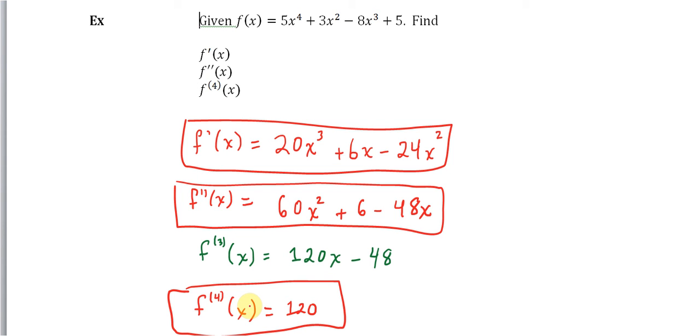All right, so that concludes the discussion of higher order derivatives for now.